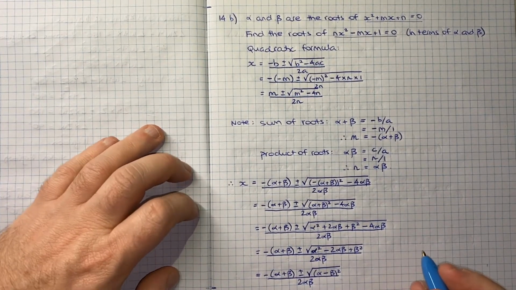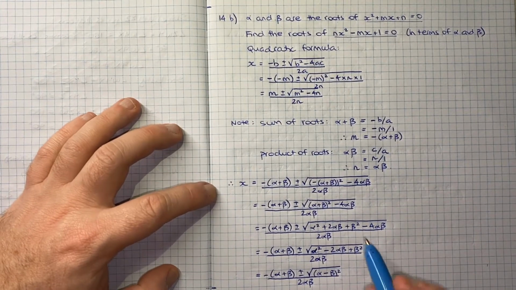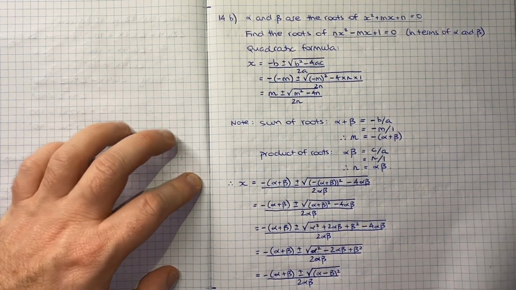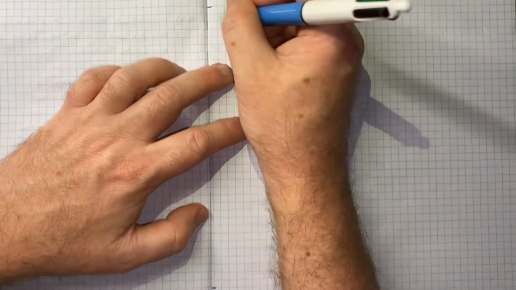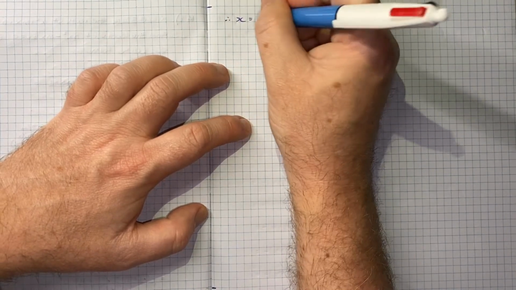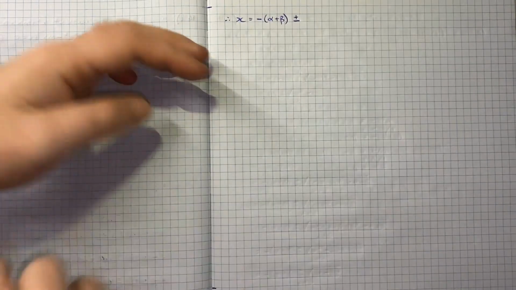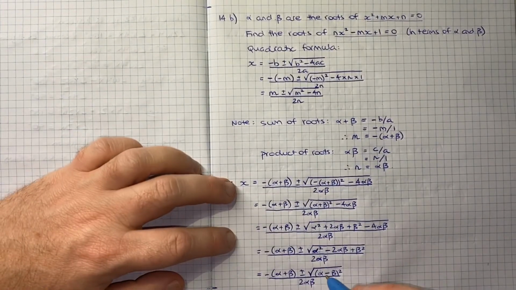Alright, at this point I will need to turn over, but hopefully you can see we've got the square root of something squared, so we're just going to end up with this alpha minus beta by itself. So let's turn over and we'll say therefore our x is equal to negative alpha plus beta plus or minus, and then we'll have our alpha minus beta.